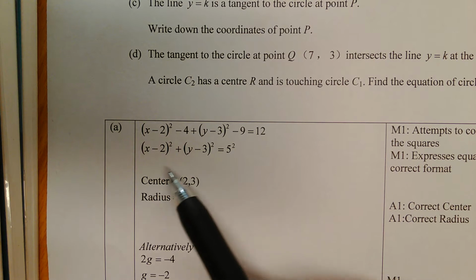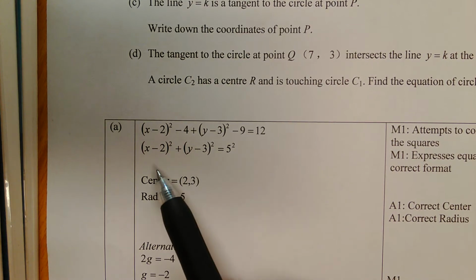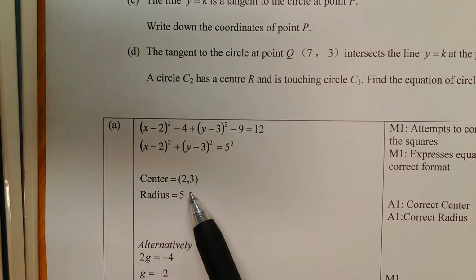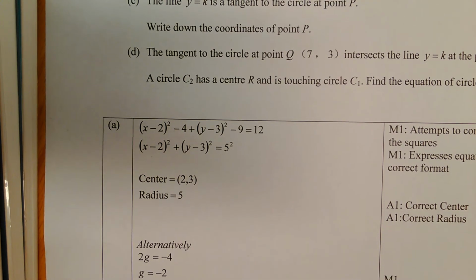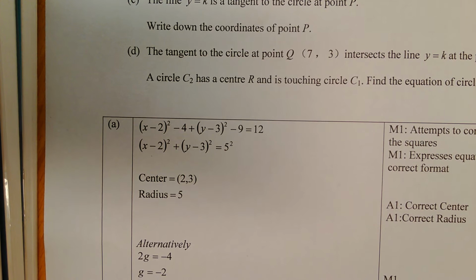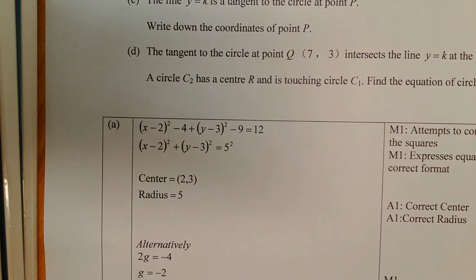Okay, so straight away you can read off, right? This is the correct format. Straight away the center is (2, 3) and the radius is 5. A very simplistic 4 marks if you remember the study and if you remember to actually do completing the square.